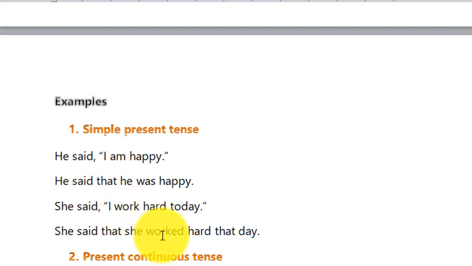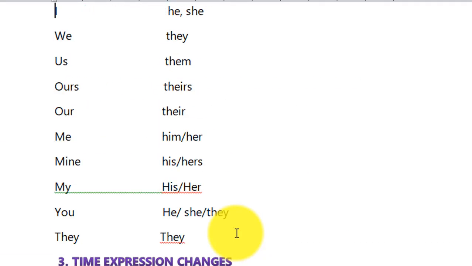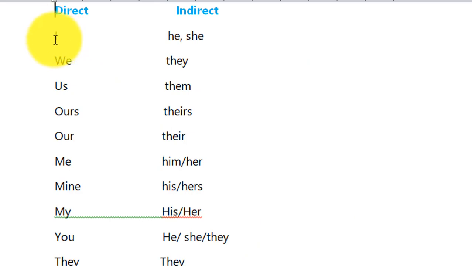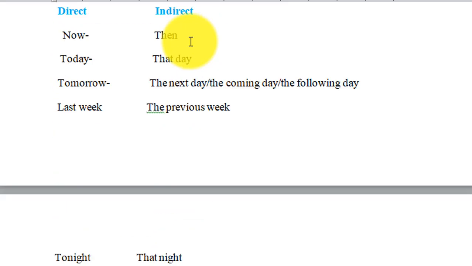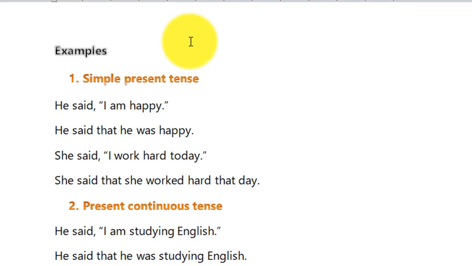And today can be changed into that day, which we saw earlier. Let me come back again to the pronoun change. If the direct speaker is I, it can be converted into either what? He or she, as we said. Absolutely we are right, because if the first speaker is a male person, it can be converted into he. If the speaker is female, it can be converted into what? She. That's why I'm giving examples using these structures of converting direct speech into indirect speech.